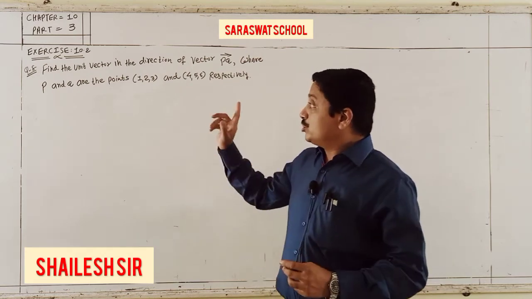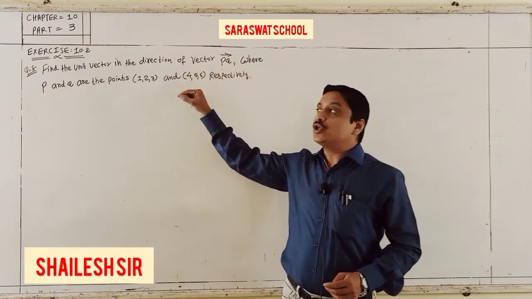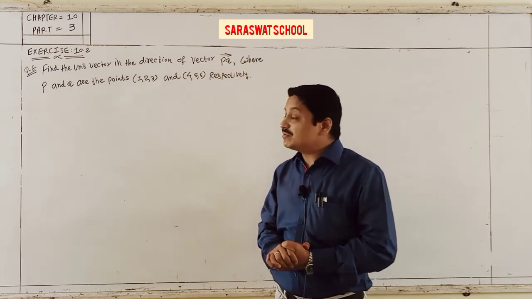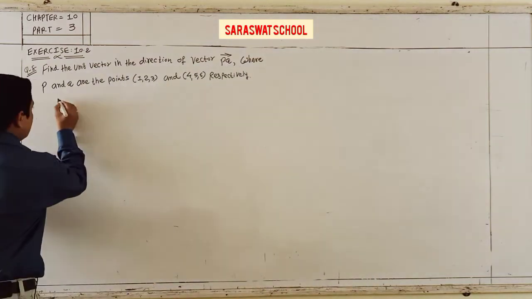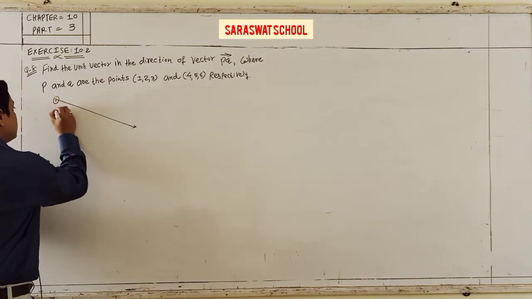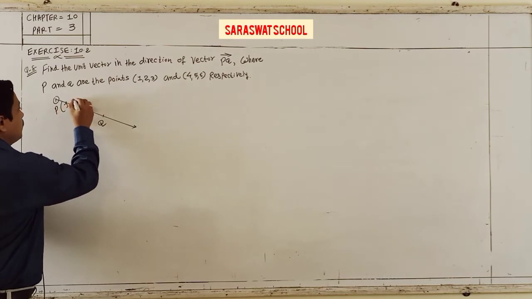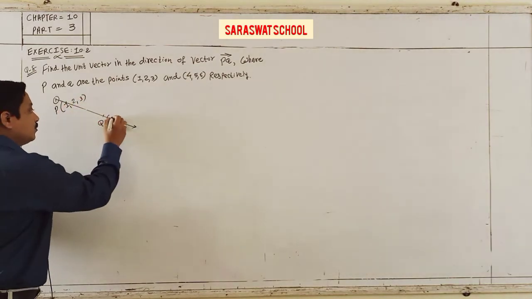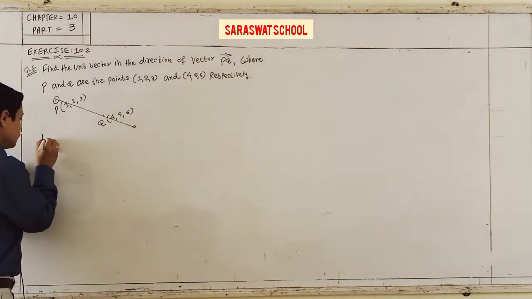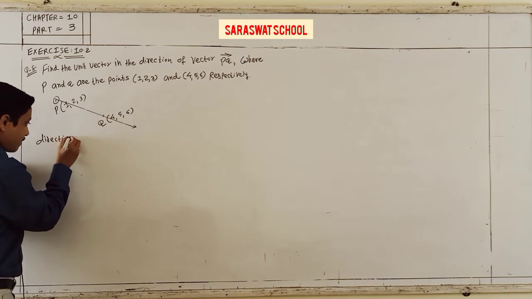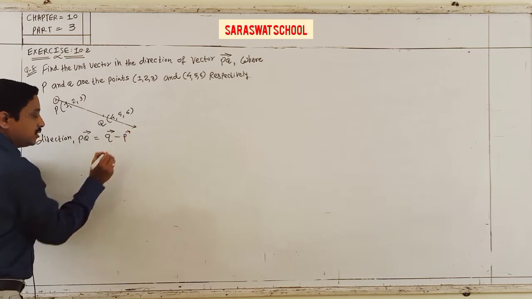Find the unit vector in the direction of vector PQ, having P and Q with position vectors given respectively as (1, 2, 3) and (4, 5, 6). So students, first I make the direction from P towards Q. P I have (1, 2, 3) and Q I have (4, 5, 6). So what is the direction? PQ. Very easy. Q position minus P position.